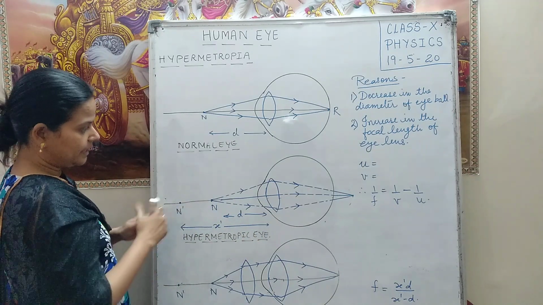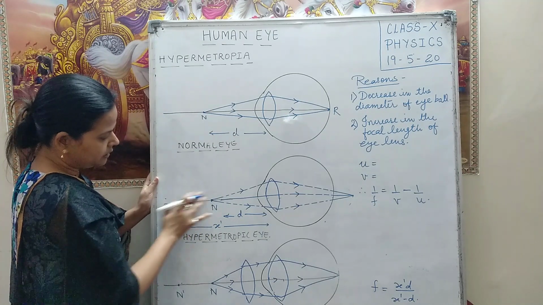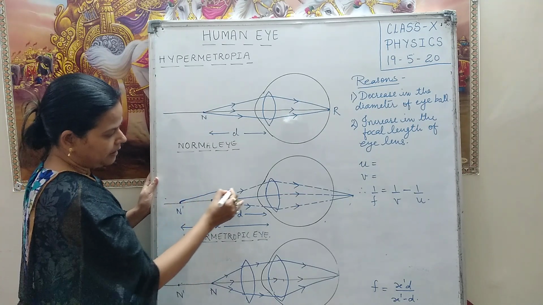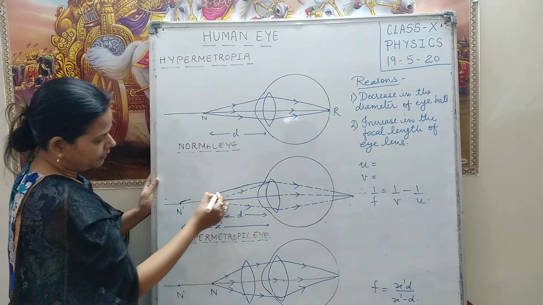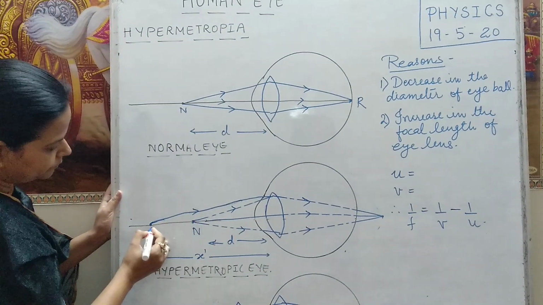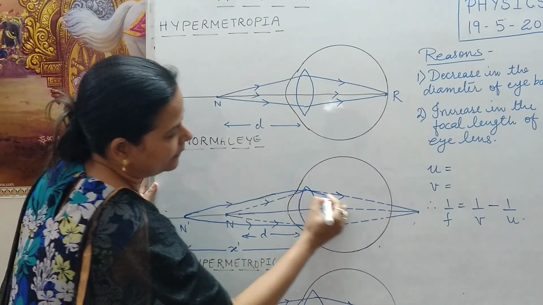So in this case what happens? Now the ray of light moving from this new near point, that means the near point that we are having after the defect, meets at the retina.